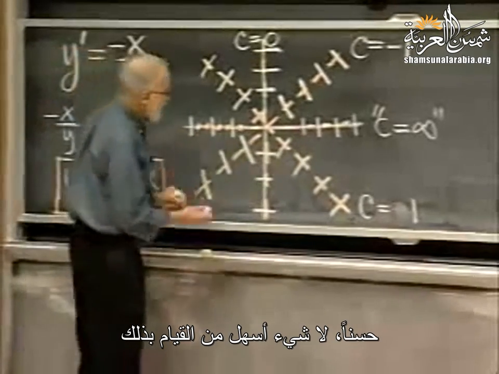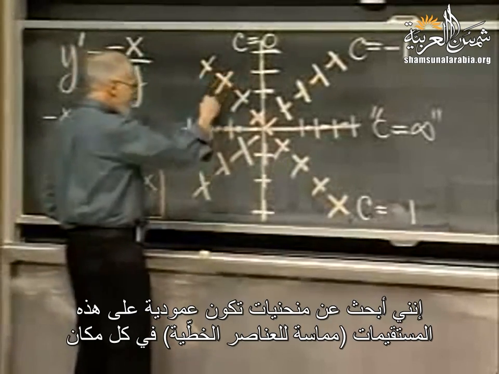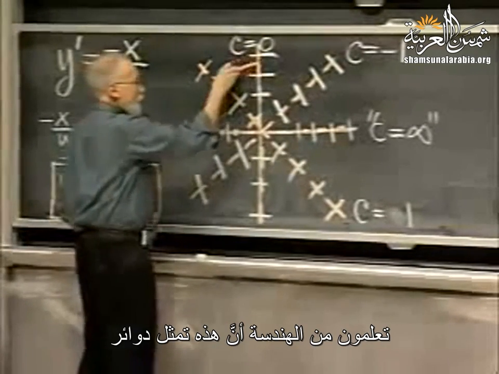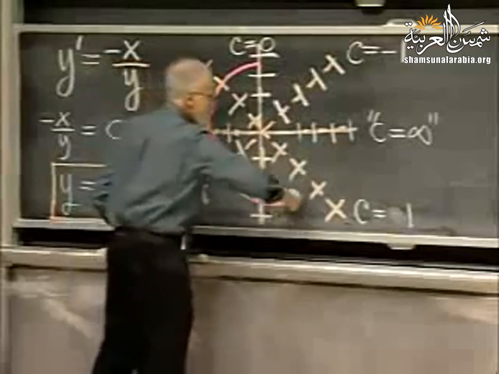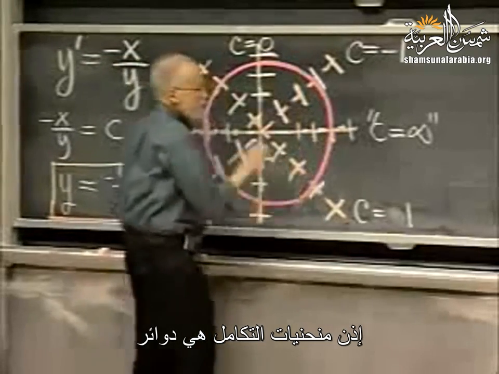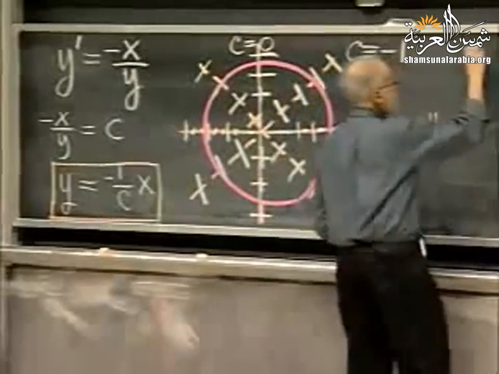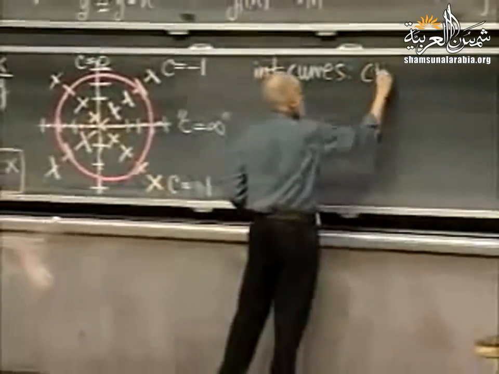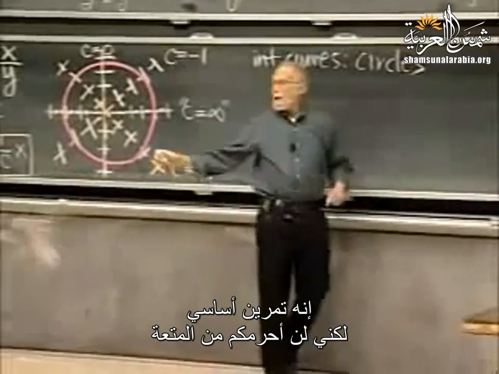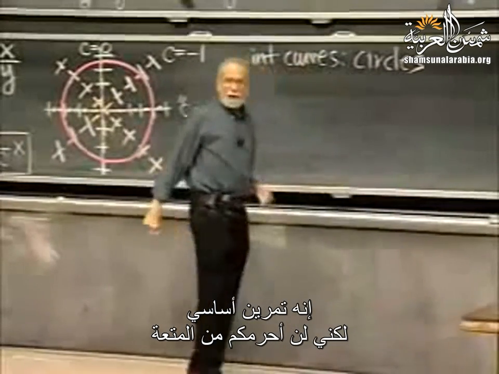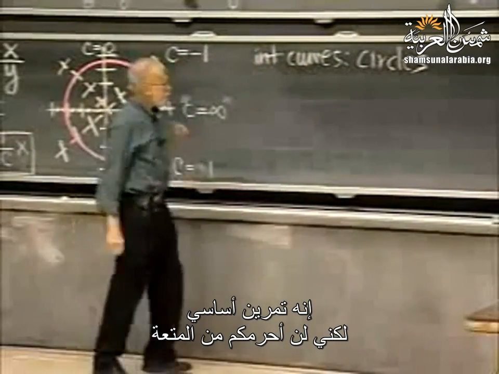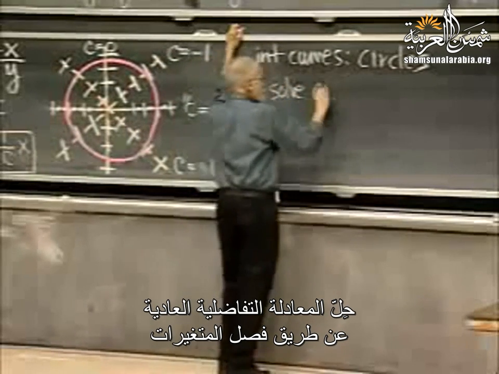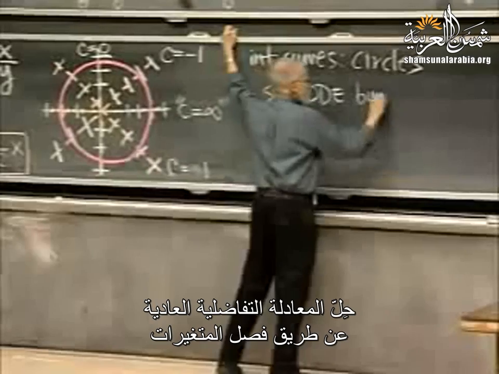Okay, now we have to put in the integral curves. Well, nothing could be easier. I'm looking for curves which are everywhere perpendicular to these rays. Well, you know from geometry that those are circles. So the integral curves are circles. And it's an elementary exercise, of which I would not deprive you of the pleasure: solve the ODE by separation of variables.